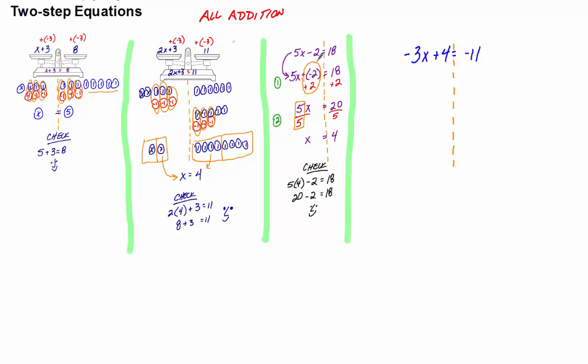Step 2, check it out. Is it a subtraction problem? Nope. Both of these are negative signs, not subtraction, so we don't need to rewrite. So we're ready to solve. So our first thing in solving is, how do I get rid of the 4? Well, I do the opposite.